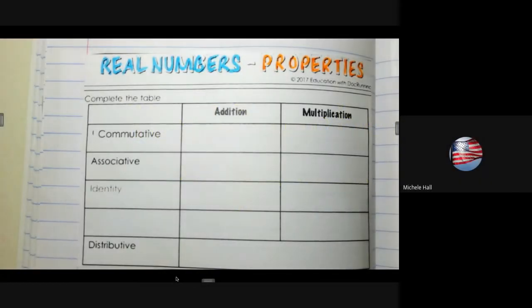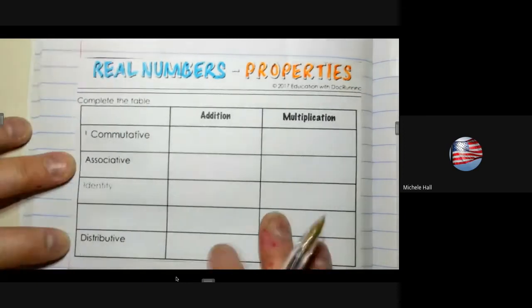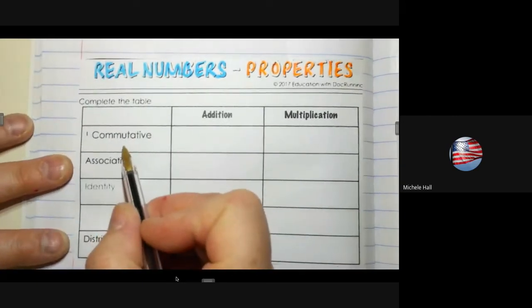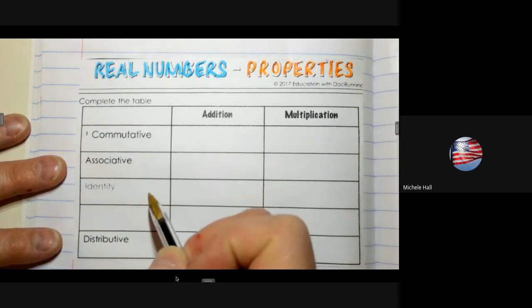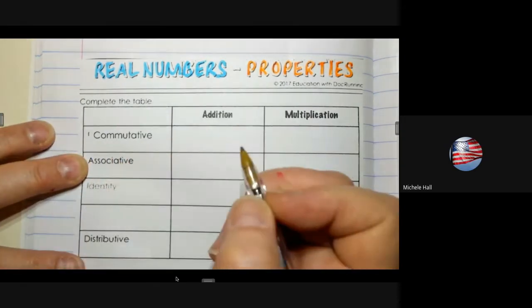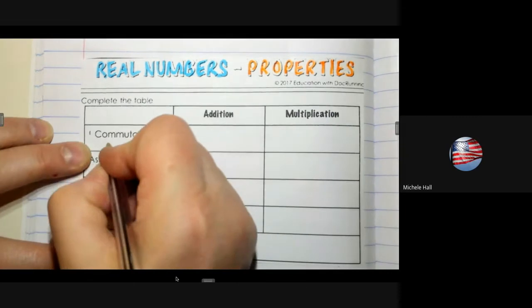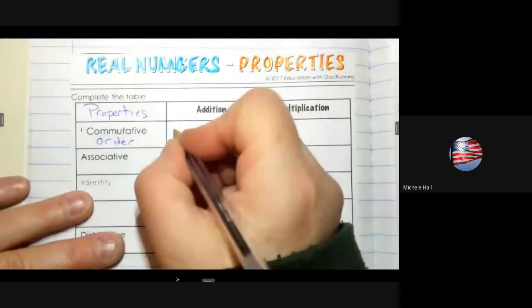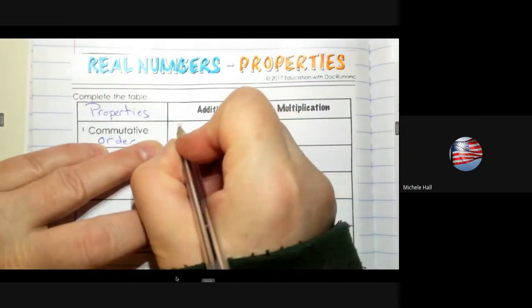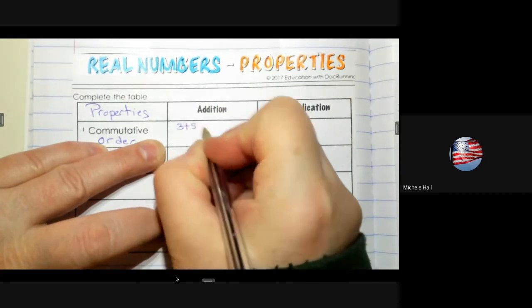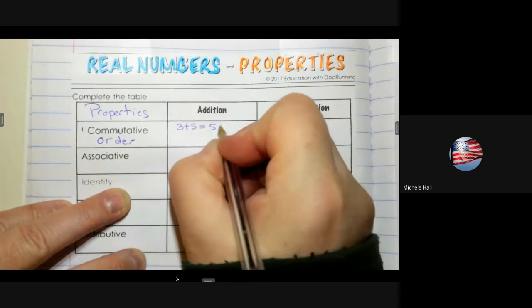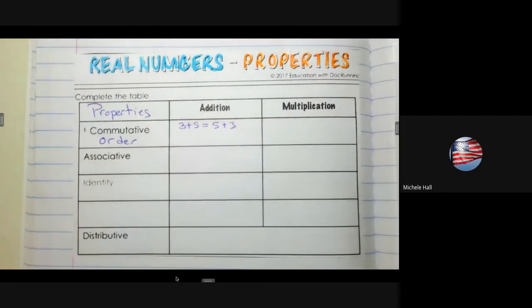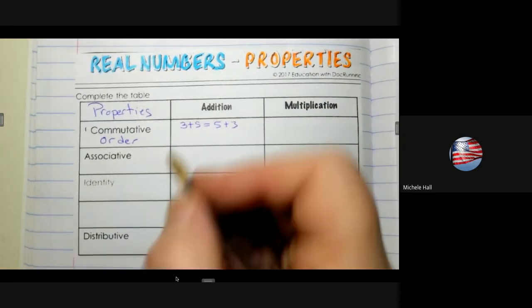Real number properties. We have the commutative property. Commute means to move back and forth. You commute back and forth to school. So the commutative property is about order. If I have 3 plus 5, that would be the same thing as 5 plus 3. I can switch the order.